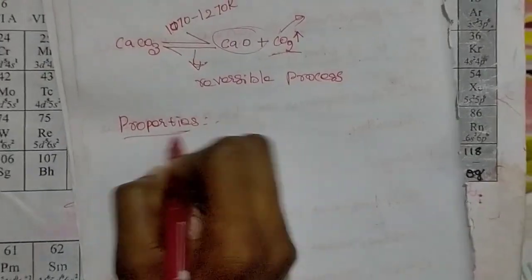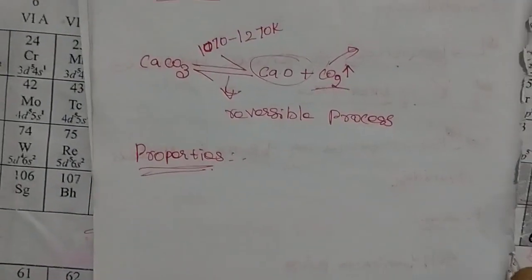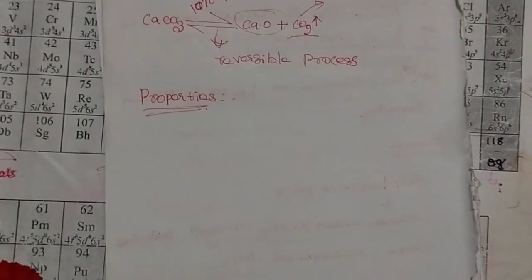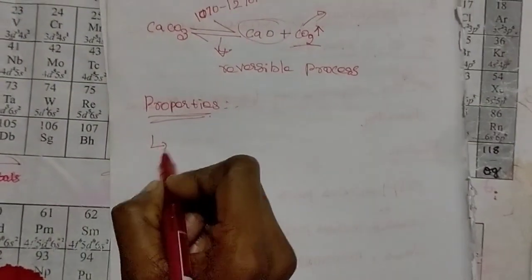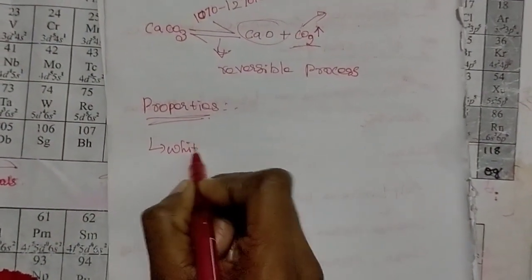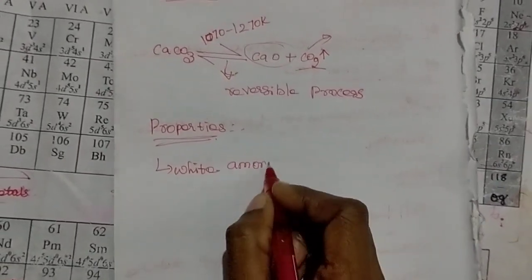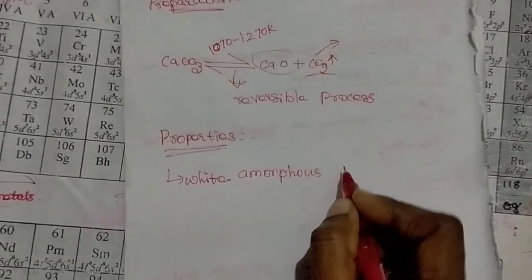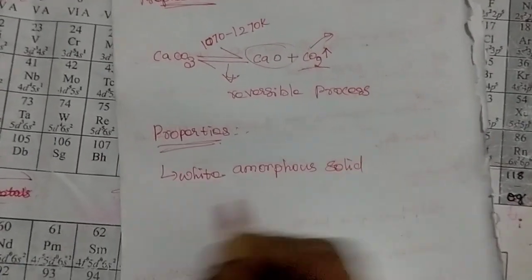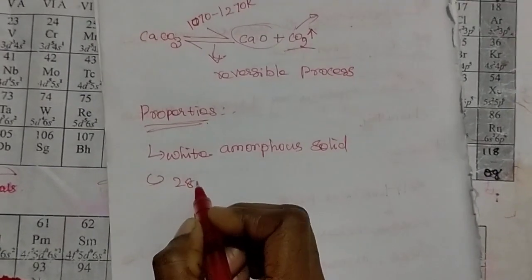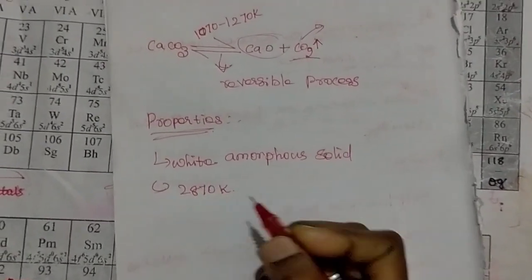Next, properties of calcium oxide, or quicklime. Calcium oxide is a white amorphous solid, white in color. Its melting point is 2870 Kelvin.